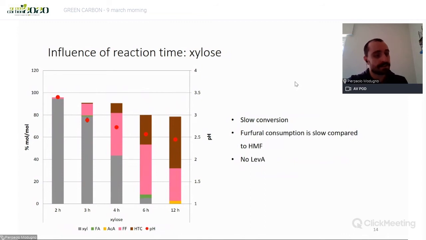Xylose conversion products are shown here, and we can see that the xylose conversion is quite as slow as glucose conversion, but in this case furfural is synthesized instead of hydroxymethyl furfural, and furfural consumption appears to be slower compared to hydroxymethyl furfural. So furfural has time to build up in the reaction medium. And at longer reaction times, small amounts of formic acid and acetic acid are formed.